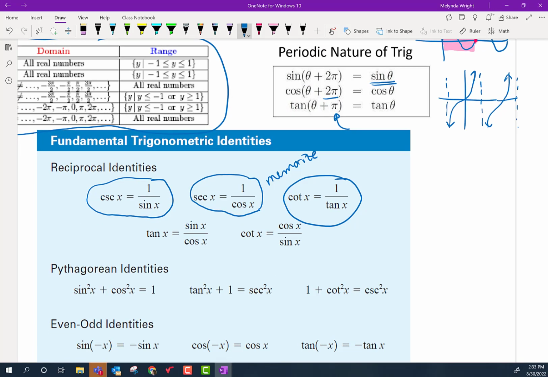These down here, some textbooks call these quotient properties, because tangent is equivalent to a quotient of 2 different trig functions. Tangent is the same thing as sine over cosine, and cotangent, since they're reciprocals, is the same thing as cosine over sine. So these are some basic identities that you probably already know. And if you don't know, they'd probably be quite easy to memorize.